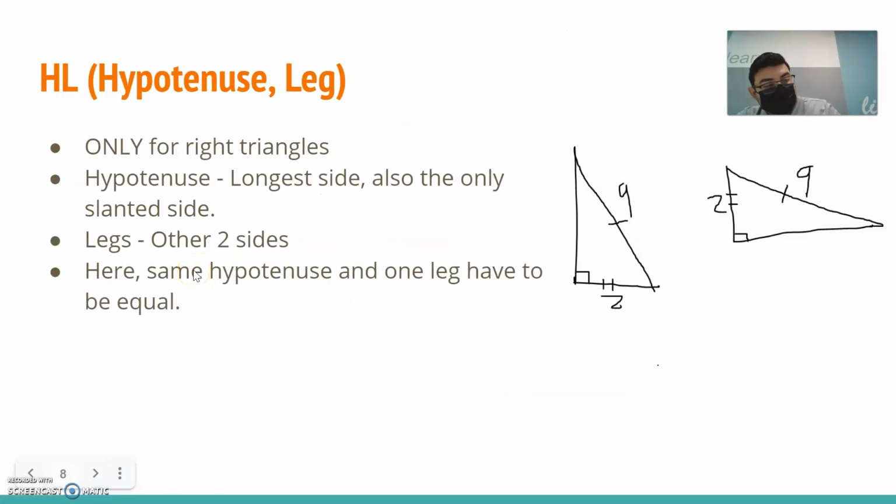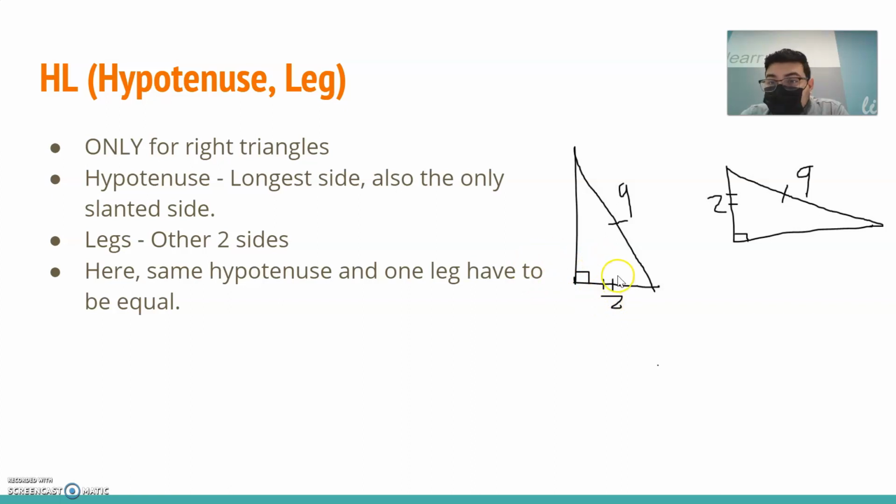Finally, this one is a lot easier because it is only for right angles. It's hypotenuse leg, HL. It's only for the right triangle. So if you see this little box in the corner of a right triangle, remember that it makes it a right triangle because that measures 90 degrees. Every single time you see that little box, it's a right triangle with an angle of 90 degrees.